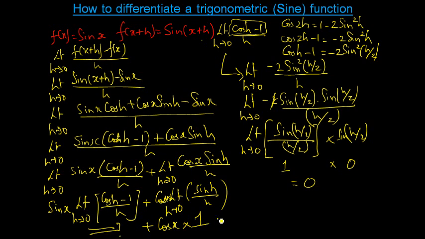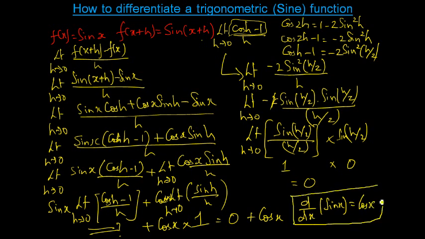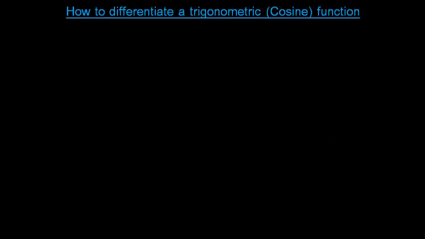Therefore, here we have 0 plus cos x, which is cos x. Therefore, the derivative of sin x is cos x. Again, a very, very important result to remember. Let's move on to cos.